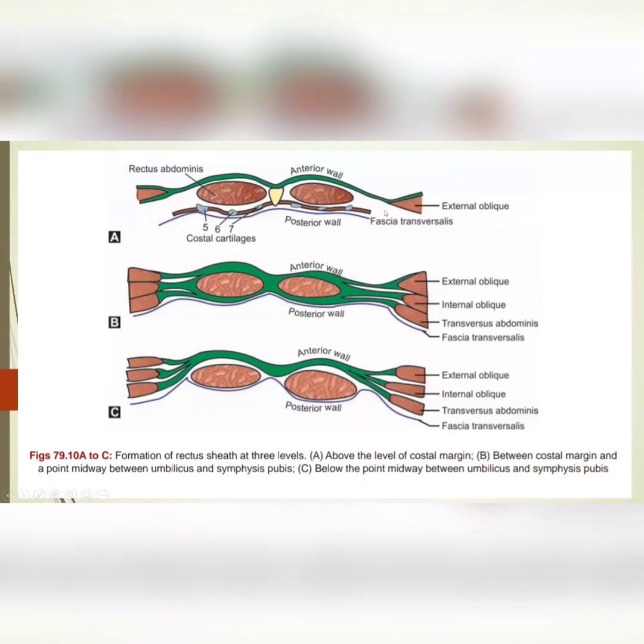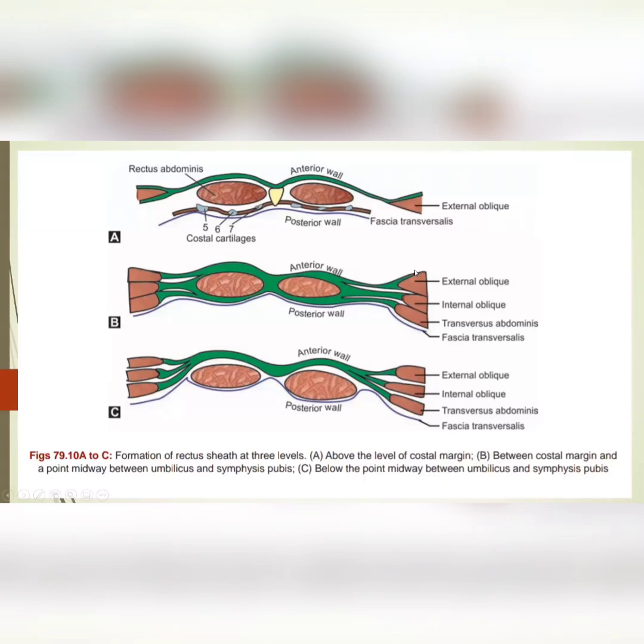First of all, above the level of costal margin, look at the formation of rectus sheath. The rectus sheath is formed by the aponeurosis of external oblique muscle alone. The posterior wall of rectus sheath is deficient at this level, and the rectus abdominis muscle will be resting on costal cartilage 5, 6, and 7. If you learn this diagram, you can write it in your own words. What is the anterior wall and the posterior wall?